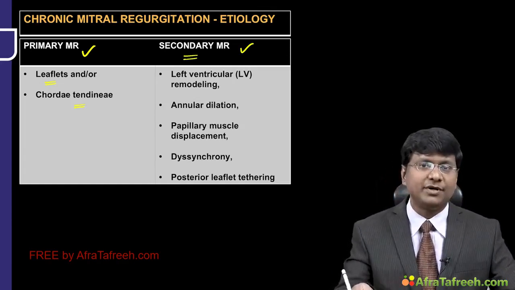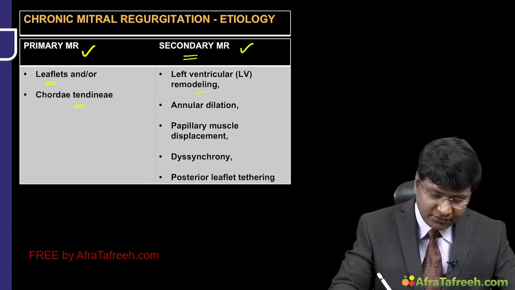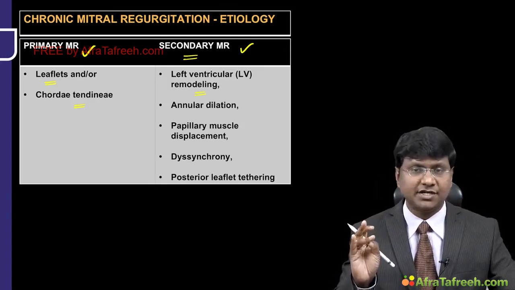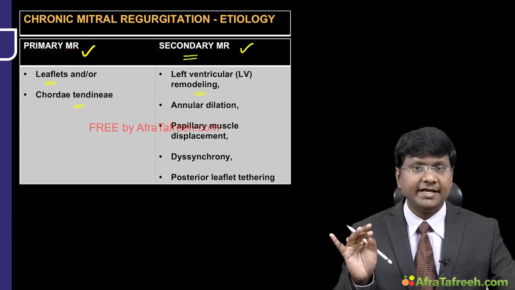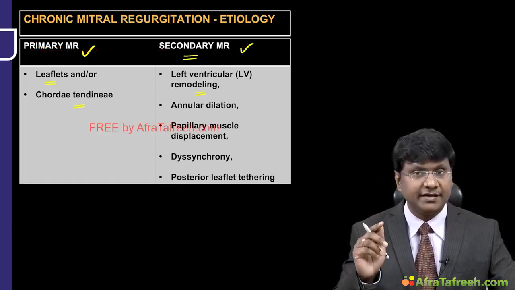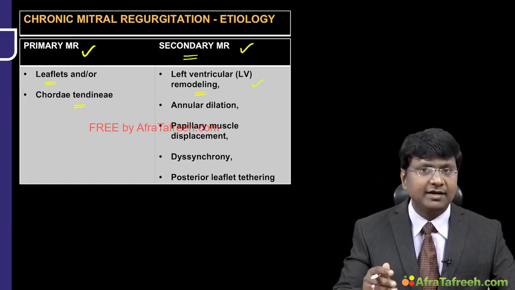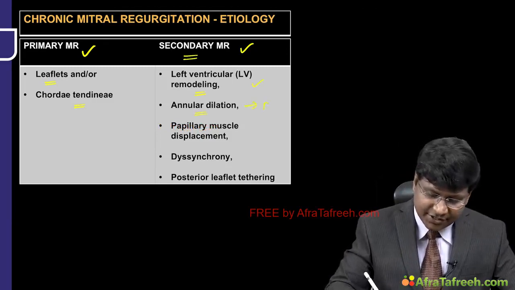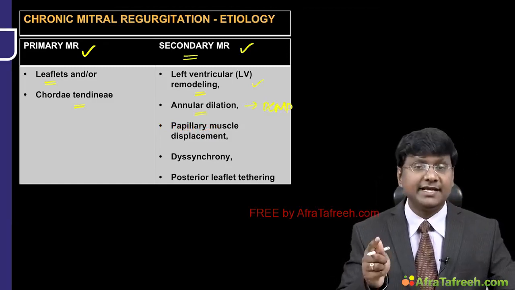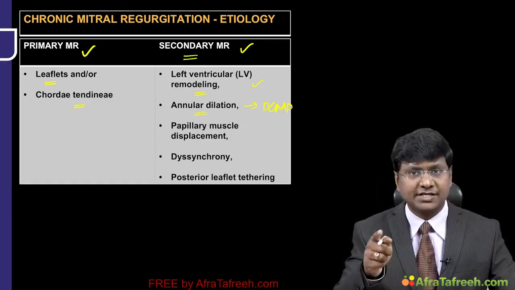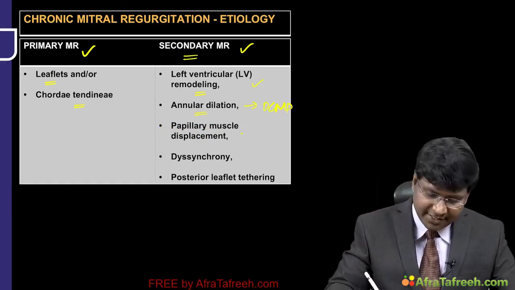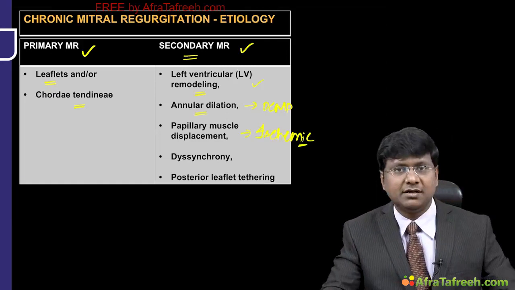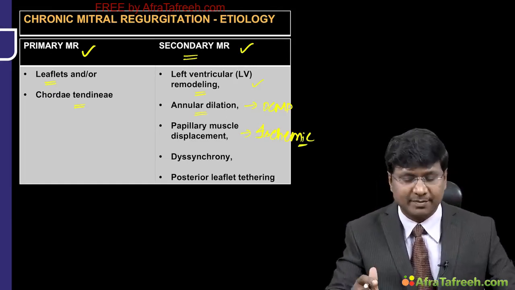So what is the cause of development of secondary MR? It is due to left ventricular remodeling, which can occur in ischemic cardiomyopathy, dilated cardiomyopathy, and even in hypertrophic cardiomyopathy and atrial fibrillation. So left ventricular remodeling can cause secondary MR. Annular dilatation causing secondary MR will be seen in patients with dilated cardiomyopathy. Next is papillary muscle displacement causing MR, which can happen in ischemic cardiomyopathy. That will be secondary MR.